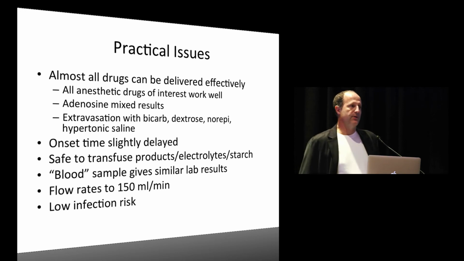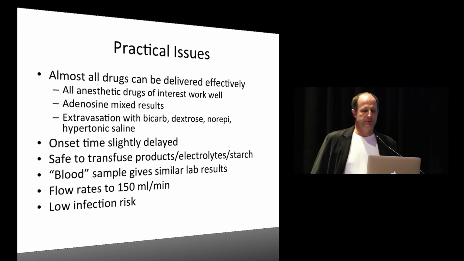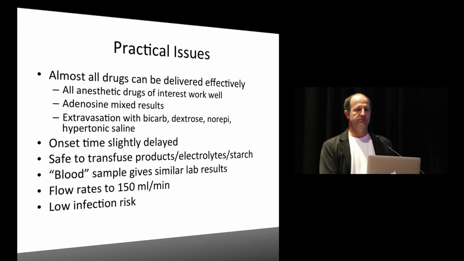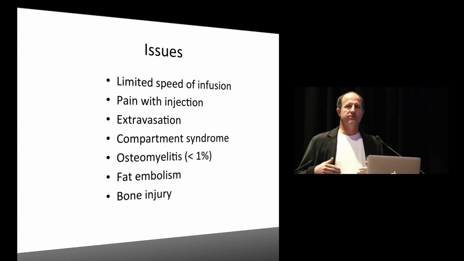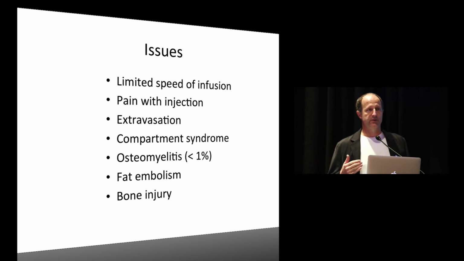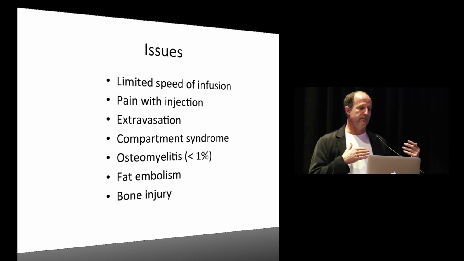Because the size of the catheters is limited, the fastest flow rate you can really get is about 150 mils a minute. But that's pretty good. If that's all you can get and you need access, 150 mils a minute is great. It's not like a 14 gauge catheter, but it's adequate. And there is a relatively low infection rate, and that's getting better as they learn to use these as time goes on. Now, what are some of the issues? Well, like I said, the speed of infusion is such that I wouldn't use this as my main line for a major resuscitation, we're going to talk about scenario 2 in a minute.